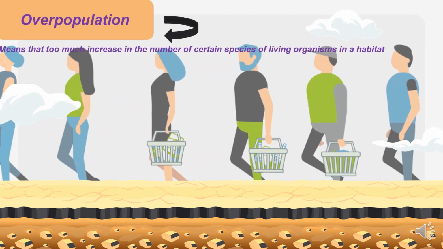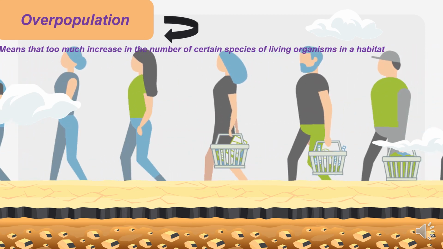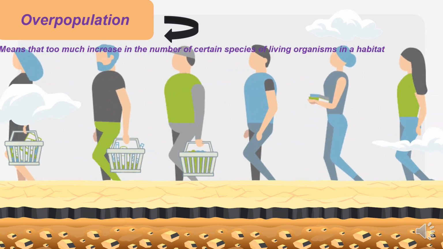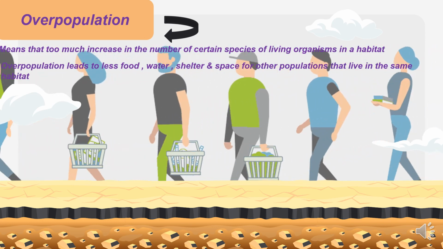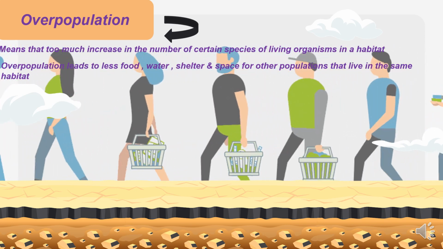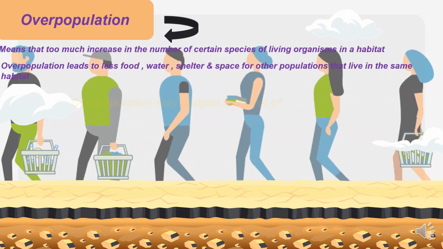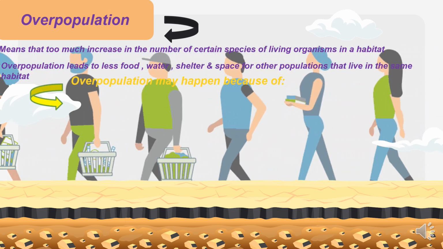And now, primary 6, let's talk about overpopulation, which means a super increase in the number of certain species of living organisms in a habitat. This increase may lead to struggling or fighting for food, water, and also space. So the living organisms are going to fight for food, for water, and for shelter.